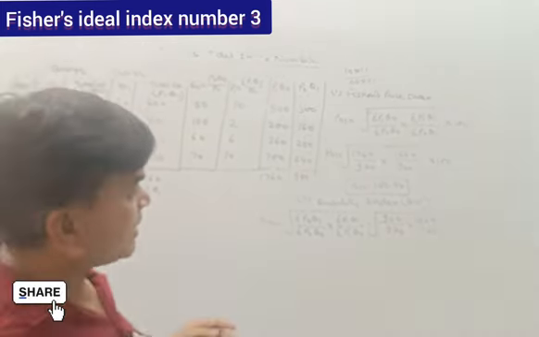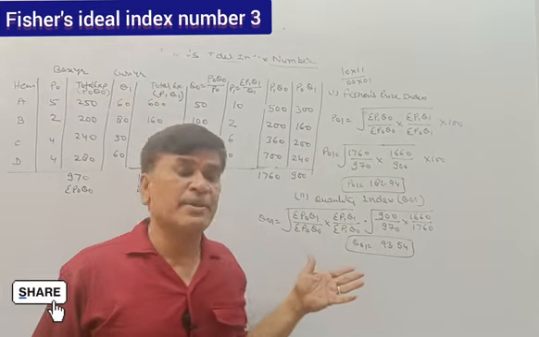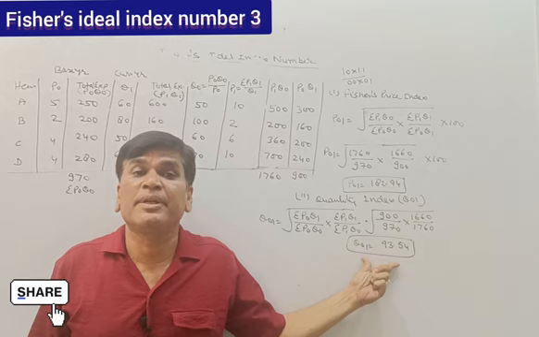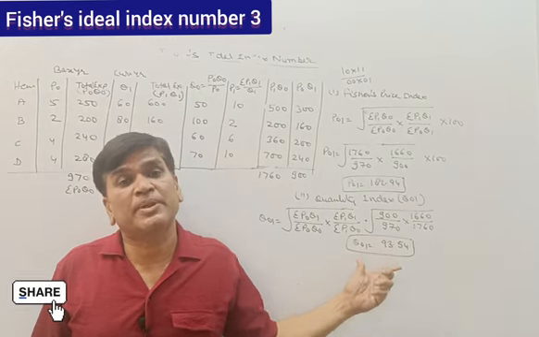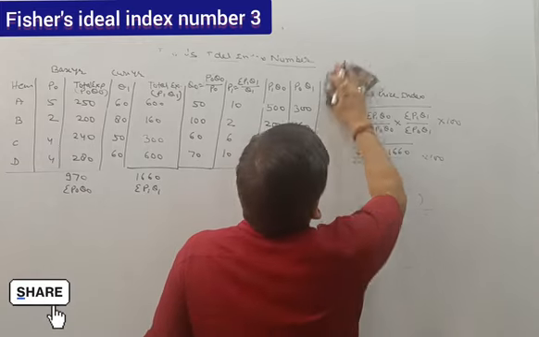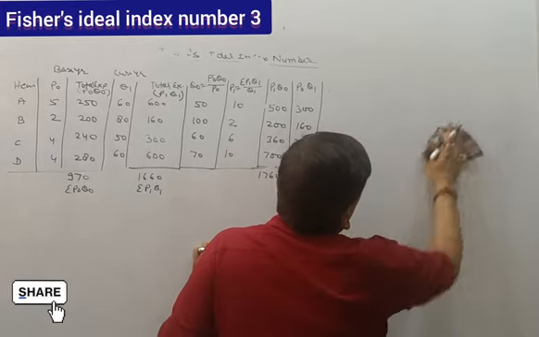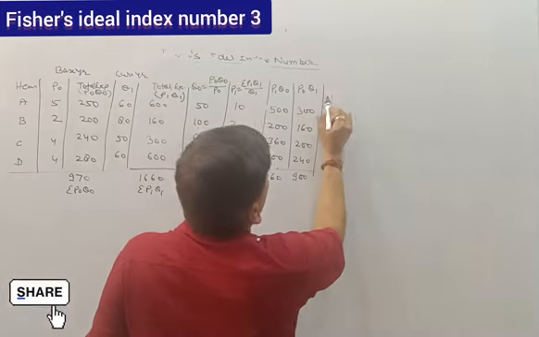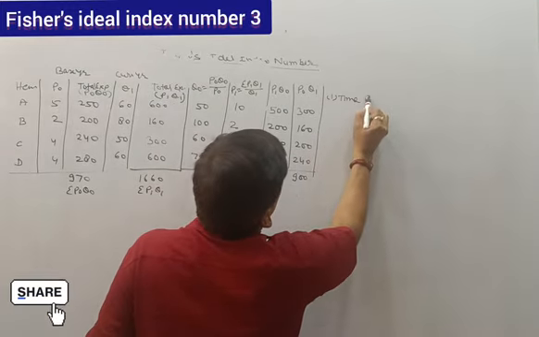Now for Fisher ideal index number, we are having two tests, that is factor reversal test and time reversal test. So for quantity index, if quantity index is asked in the question, you can use this form to calculate quantity index. Next, first is the time reversal test.